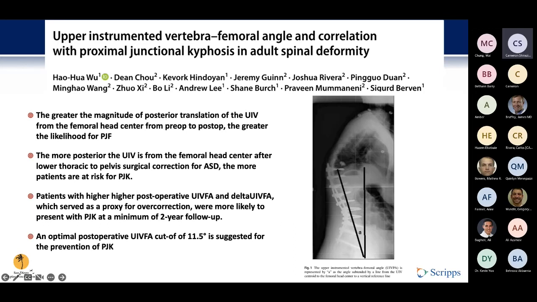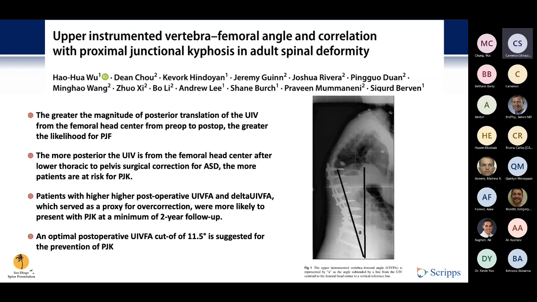And then this is looking at the UIV and the femoral angle correlation to assess for proximal junctional kyphosis. In this study, depending on where your UIV was, it's not looking at T4PA, L1PA specific factors. But what they noted from this study is that the greater magnitude of posterior translation of the UIV from the femoral head center from pre-op to post-op, the greater the likelihood of PJF. So the more posterior that is from the femoral head center after lower thoracic to pelvic surgical correction for ASD, the more patient risk for PJK.